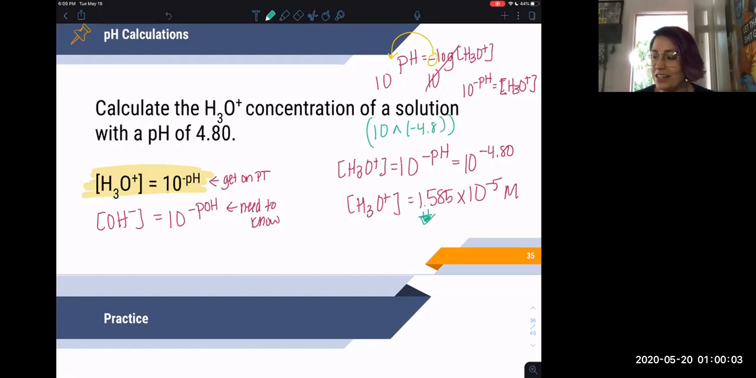So it's not going to be 1.59. What's my sig fig rule? How many digits after the decimal place? 2 digits after the decimal place equals 2 sig figs. 1.6 times 10 to the negative 5. Boom.